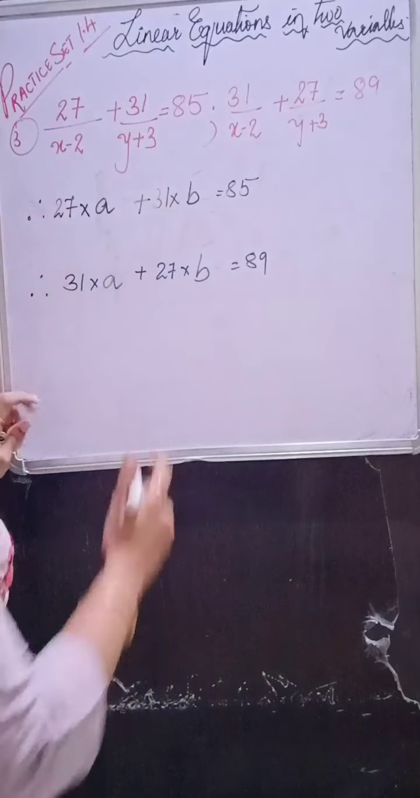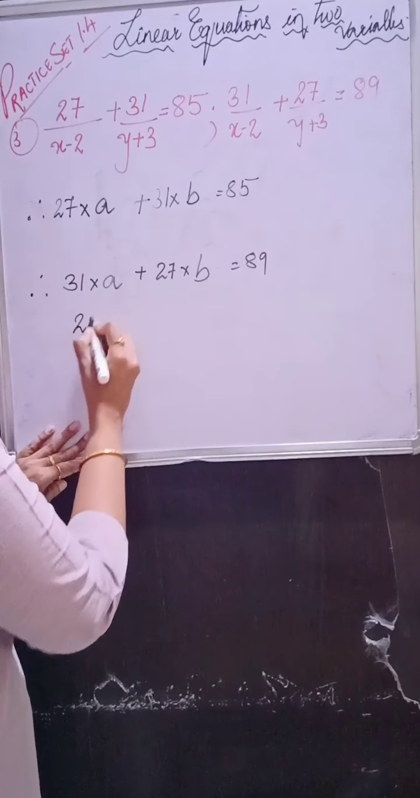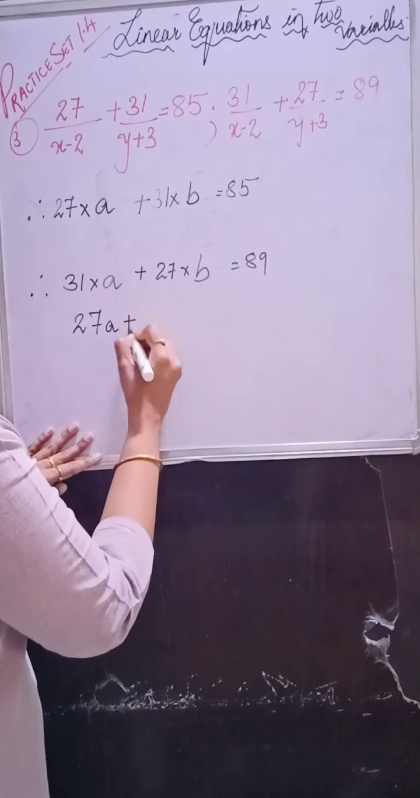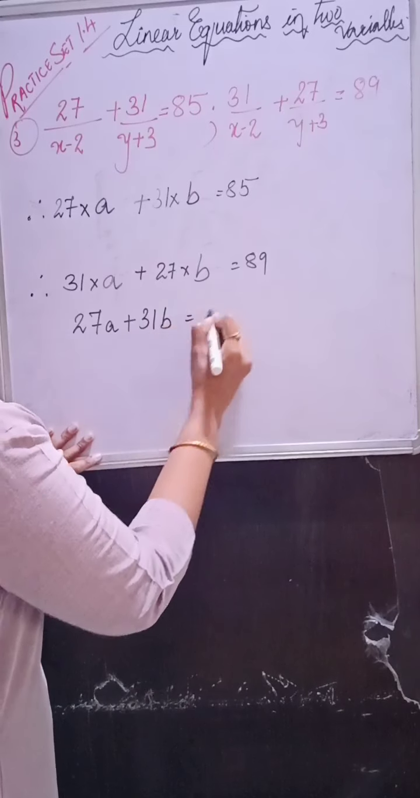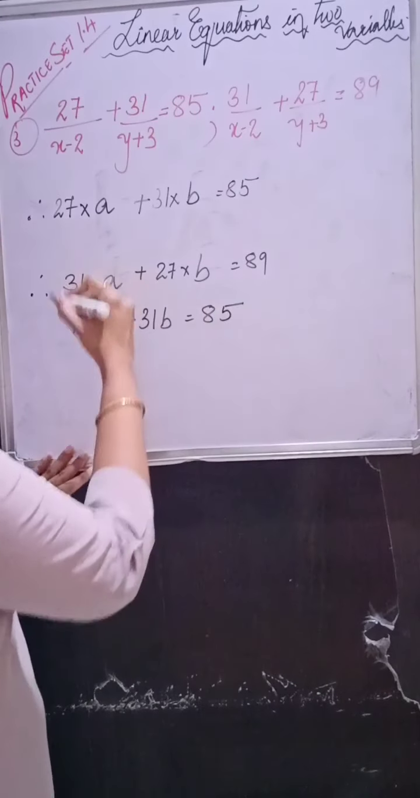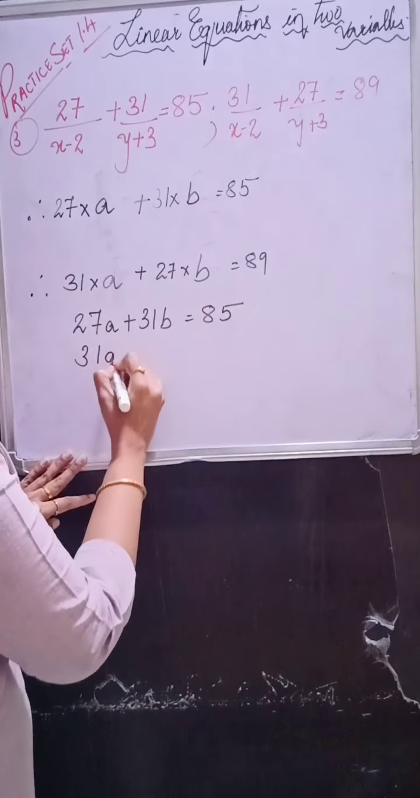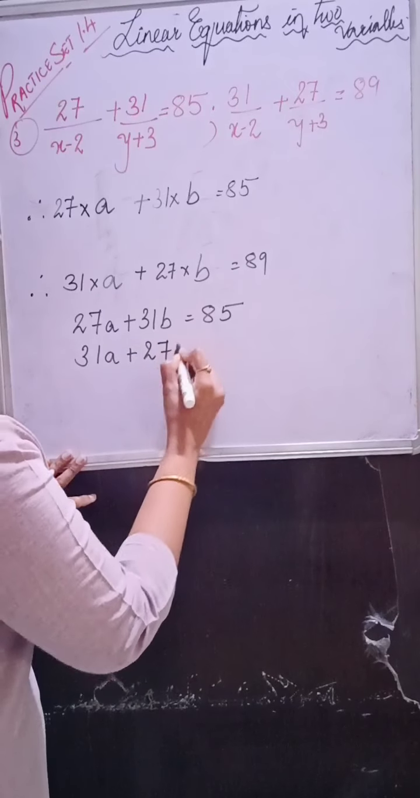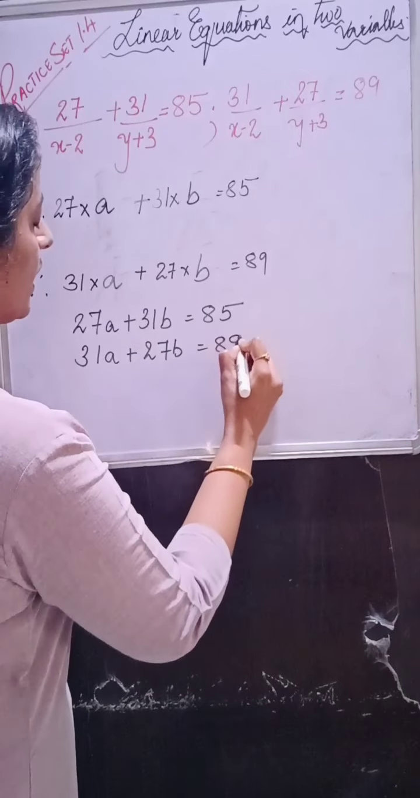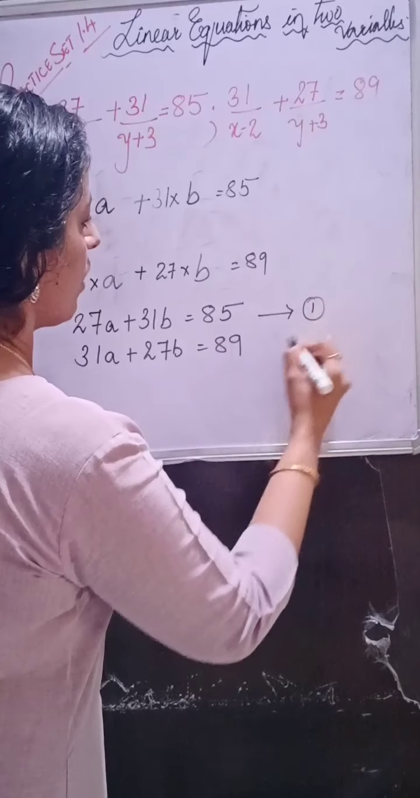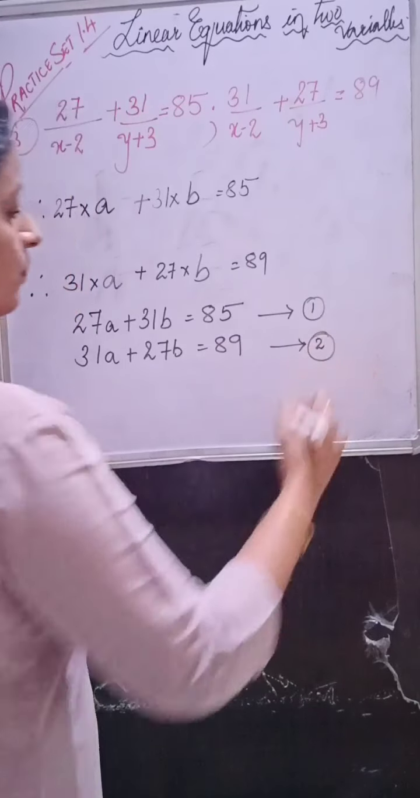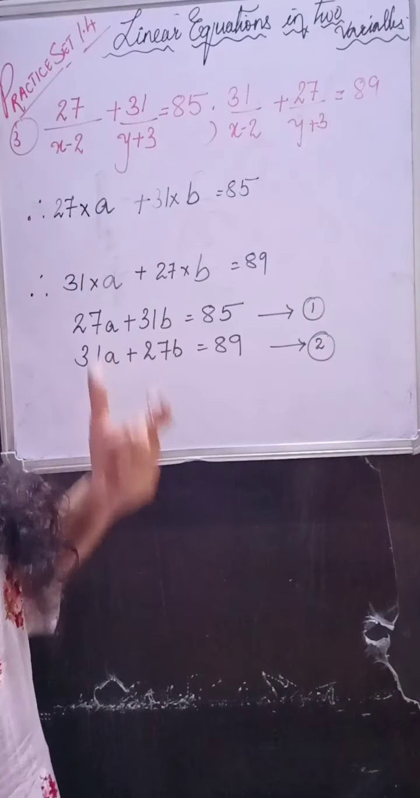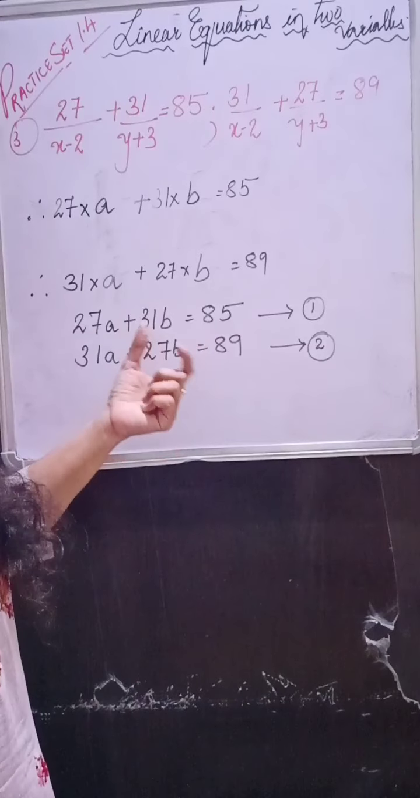So you will write the equation as, first equation will be 27a plus 31b is equal to 85. Second equation, 31a plus 27b is equal to 89. This is equation 1 and this is equation 2. If you are using the elimination method, we have to multiply equation.